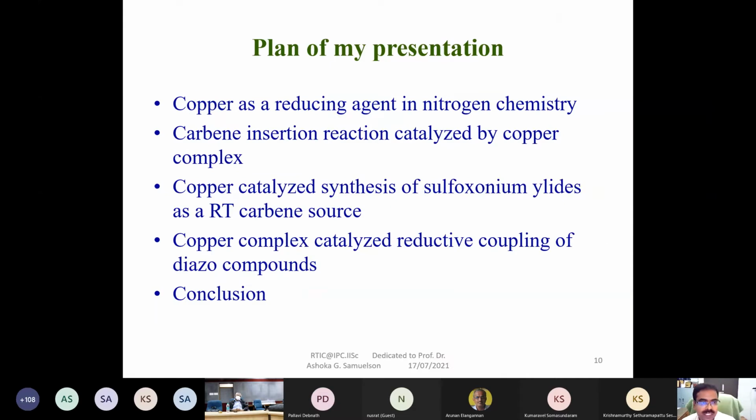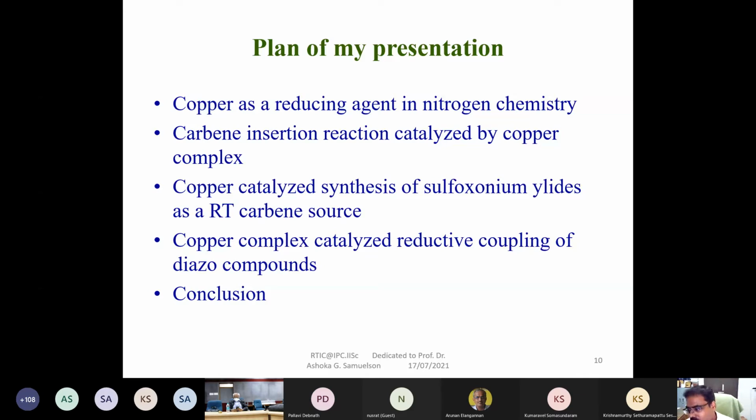And the plan of my presentation: although I put many things here, because of lack of time I can restrict to 20 minutes, so I will try to present as much as possible. First I will discuss copper as a reducing agent in nitrogen chemistry, and then a carbon insertion reaction catalyzed by a copper complex, and the copper-catalyzed synthesis of sulfoxyl halides as a room temperature carbon source.